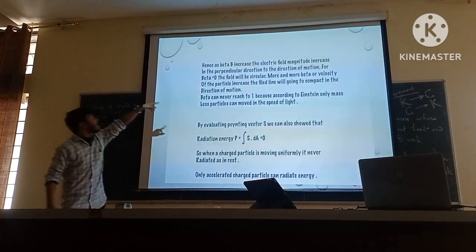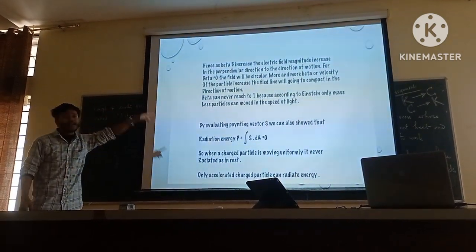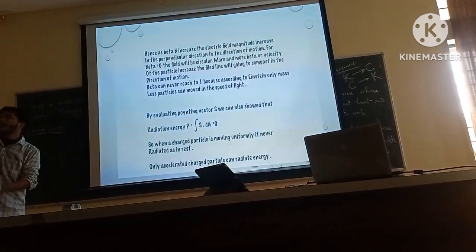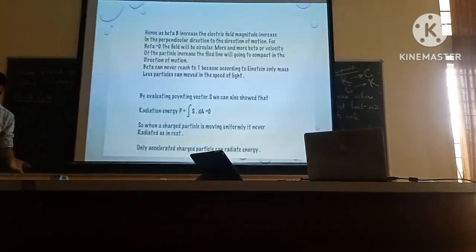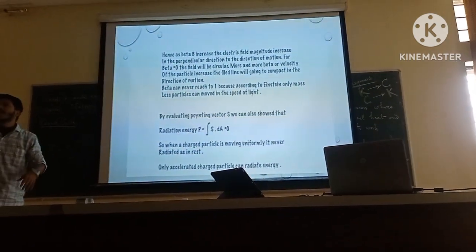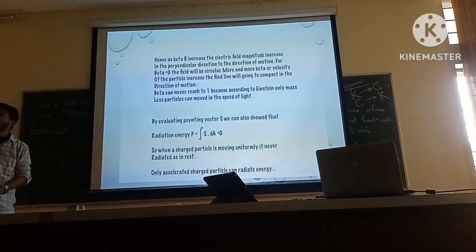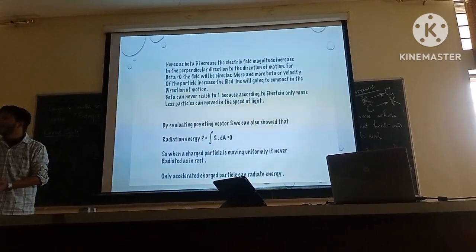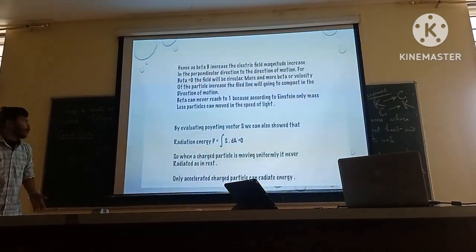I just write something: as beta is increased, the electric field in the perpendicular direction is increased, and as beta is equal to 0, you find the Coulomb potential. Beta cannot be 1 because no particle moves at the speed of light. That's all.